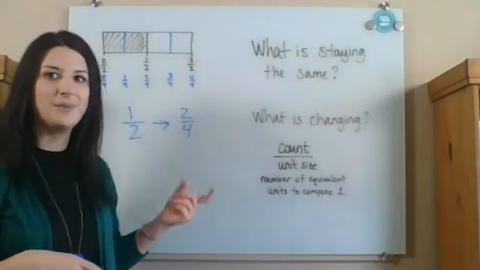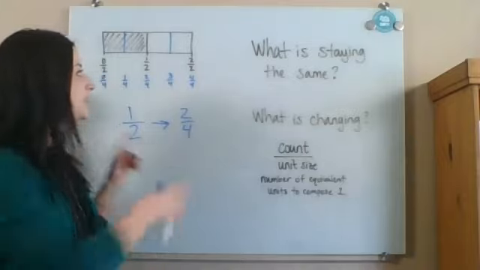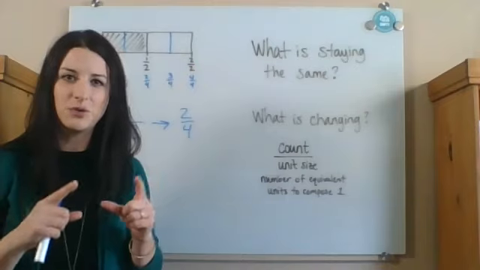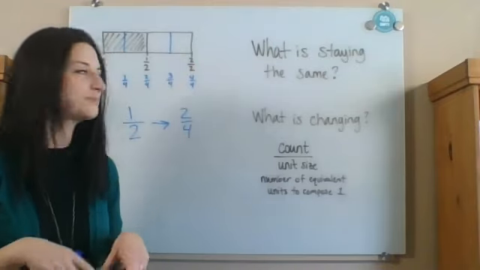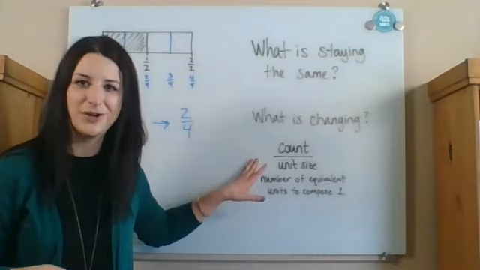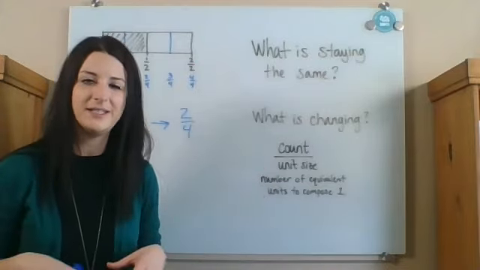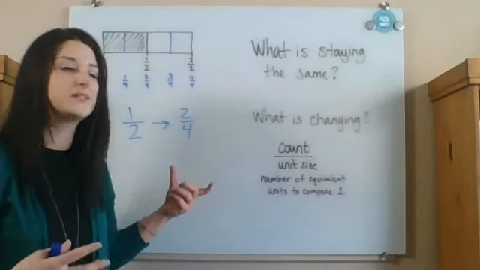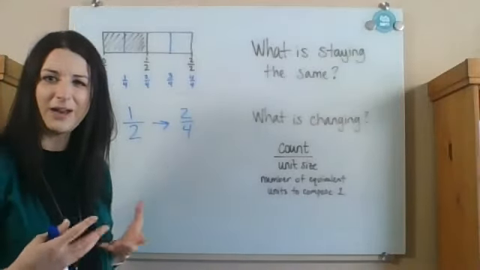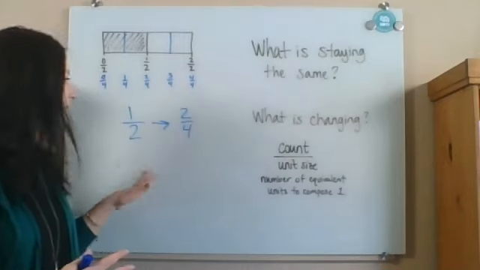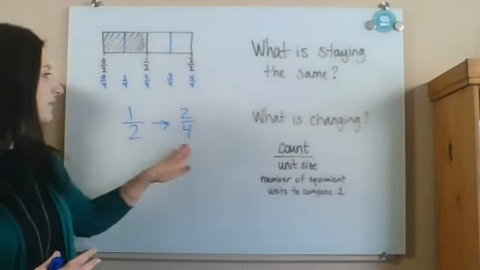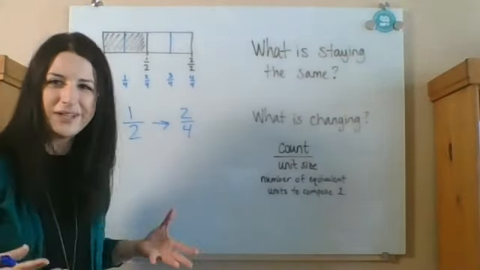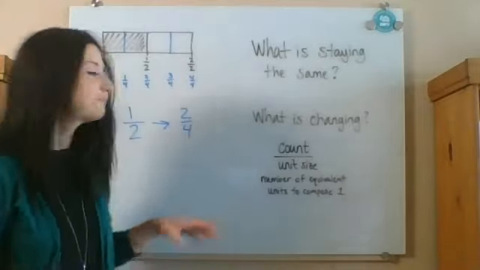The other thing that's staying the same, what's a really important idea with equivalence, is that unit of 1. We're still comparing that same unit of 1. Those are our two big ideas that are staying the same with equivalence. The part that we don't talk about as much, though, that really highlights some really important mathematical ideas is what's changing. If you think about it from a student perspective, we're asking them to make sense of how 1/2 and 2/4 are the same thing, but the numbers completely change. So we've got to address that idea as well.